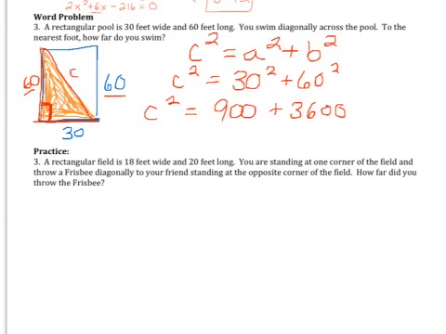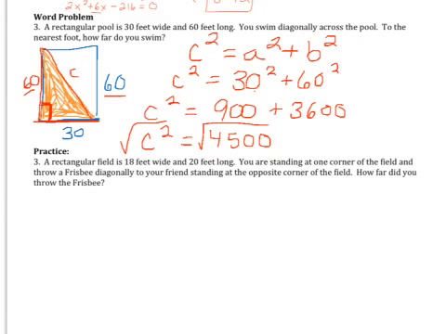3600. A really easy way to square big numbers like this is you square the 3 and then you attach 2 zeros. So 3 squared is 9 and then 2 zeros. And then with 60, 6 squared is 36 and then you add 2 zeros to that. So now c squared is going to equal 3600 plus 900, which would be 4500. Okay, now we need to take the square root to get c by itself. So we have to take the square root of 4500.